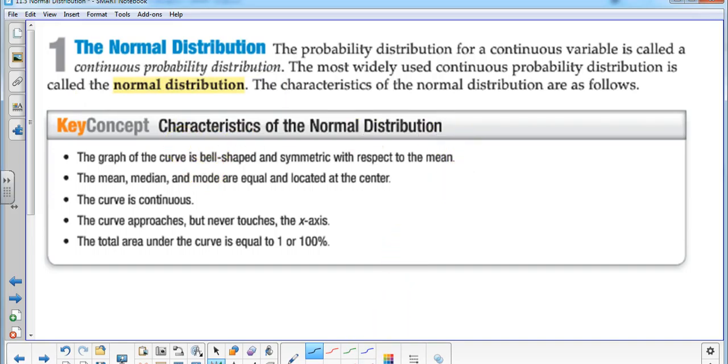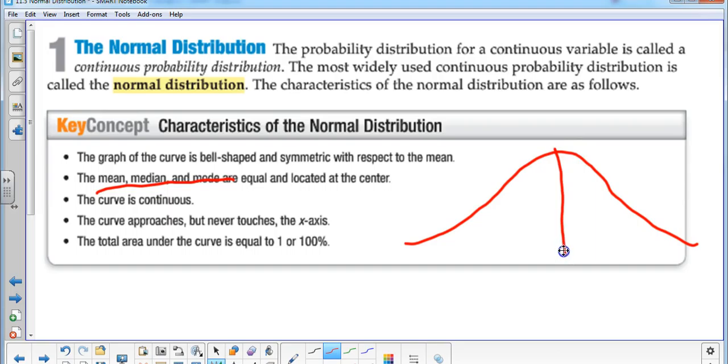These are the characteristics. The data turns out to be bell-shaped. Part of the reason that that is true is because the mean, median, and mode are all in the middle. The mode is always the highest part, right? Mean and median are the middle. If it's perfectly symmetric, then the mean and median will always be at the same place. If it's the peak, it's also the mode. The curve is continuous. It approaches but never actually touches the x-axis down here, okay? The total area under the curve is 100%.